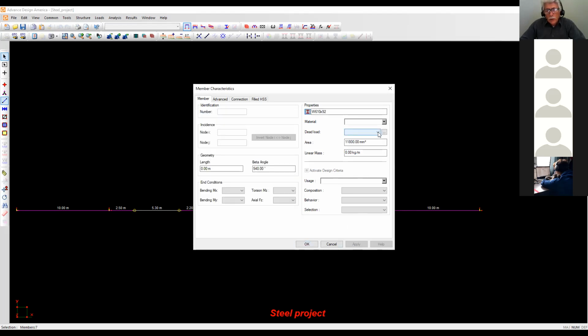And of course, I want to make sure that the dead load is included. So I make sure that dead is picked here. As far as the materials goes, I haven't changed it. It's going to stay the same. And I can just double check afterwards. So that's going to be for those.